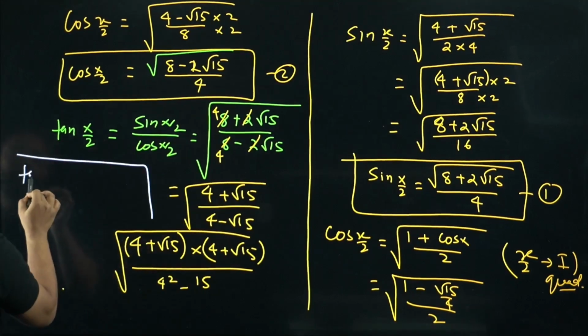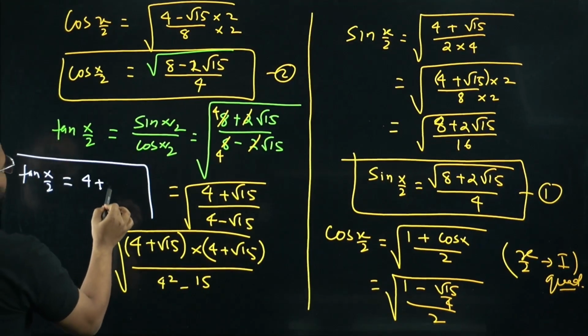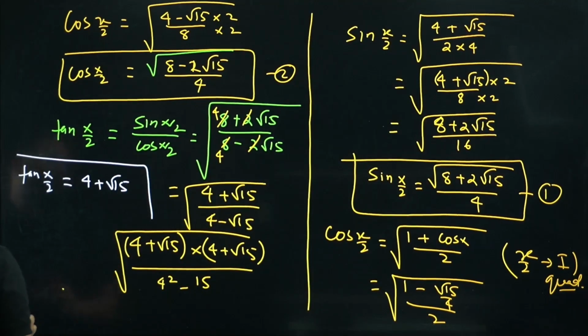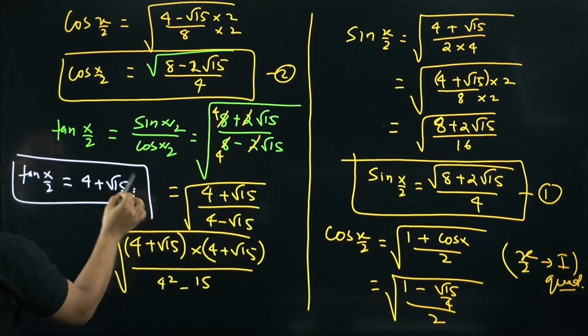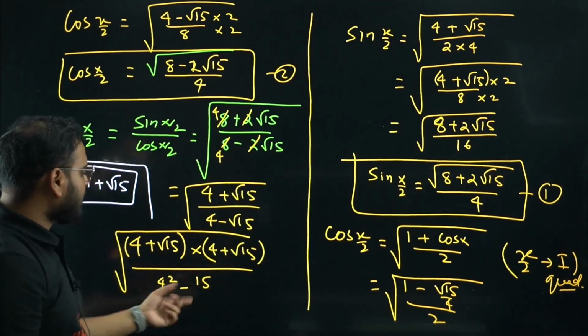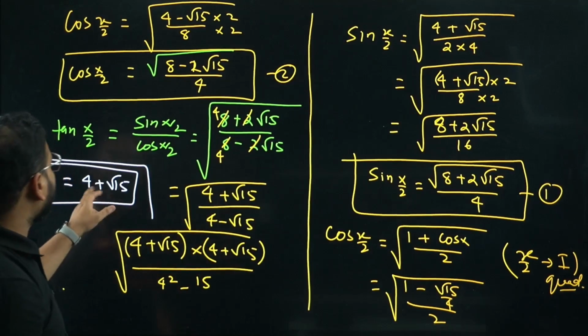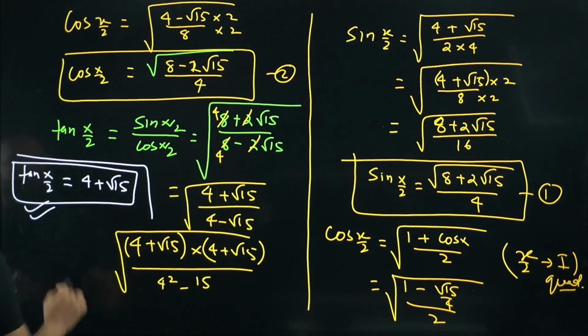So my tan x by 2 will come as 4 plus root 15. Okay, there will be no root. Please check. 4 plus root 15. How come, sir? It will become whole square, no? This part will become whole square. This will be 1, okay? So 1 can come out as 1. The whole square and root will be cancelled. I'll have 4 plus root 15 as tan x by 2. We have the values.